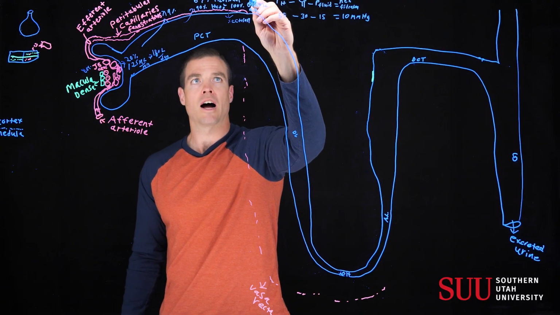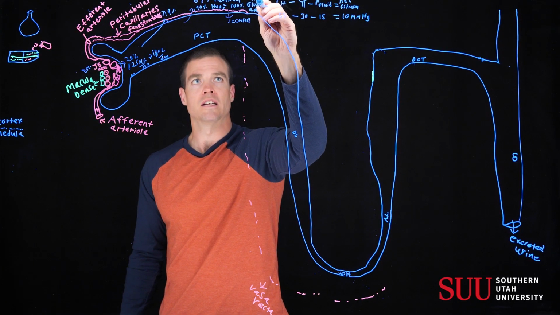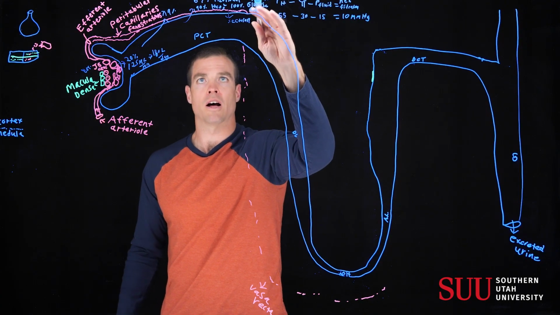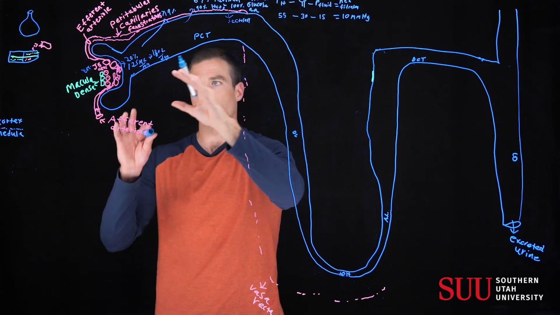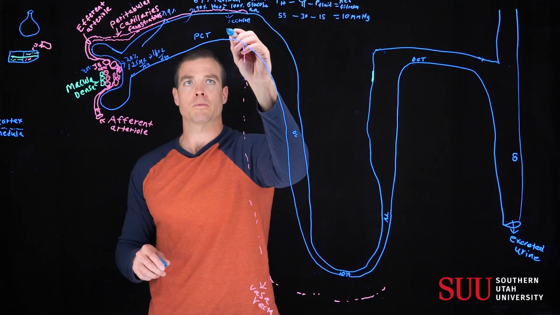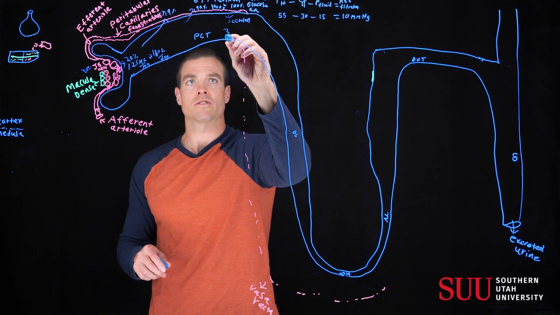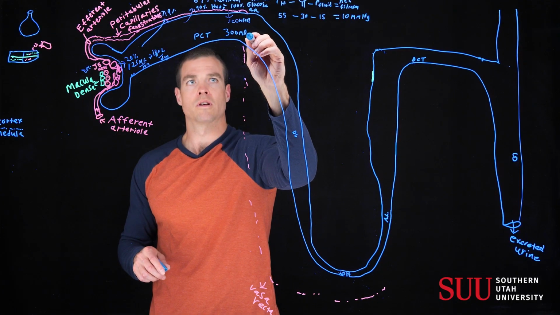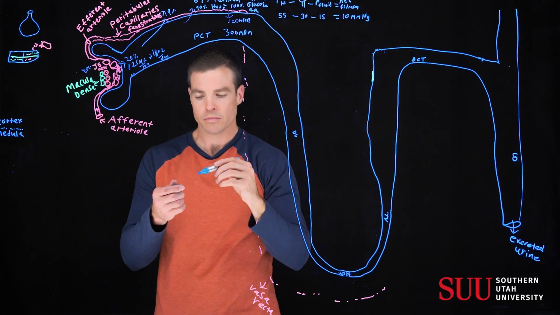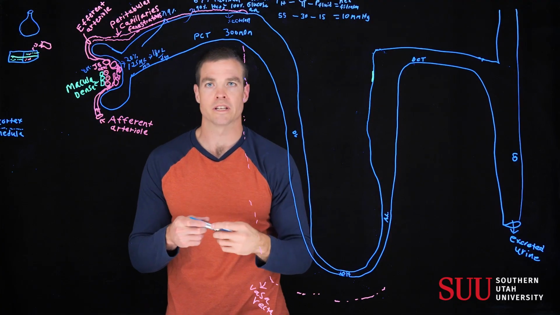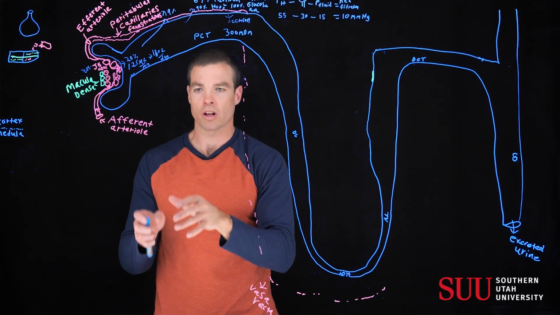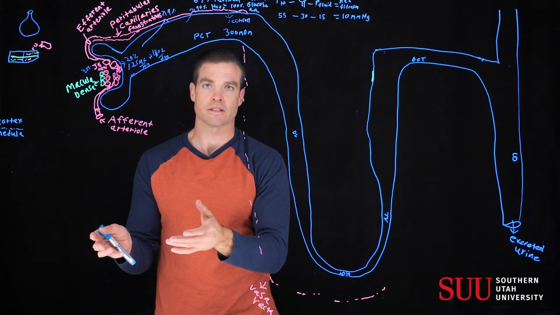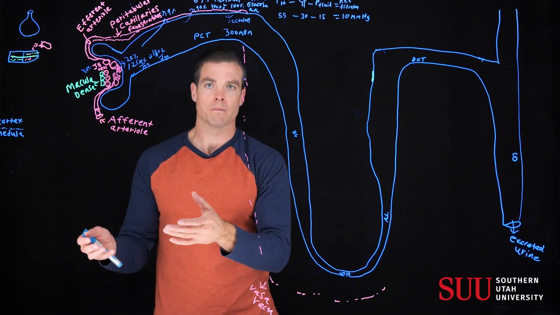And this is all isoosmotic. That means your blood is around 300 milliosmoles, and so around here you're also around 300 milliosmoles. And again, an osmole is simply, if you have a mole of a substance and it's a solute, then that's also going to be 1 osmole.